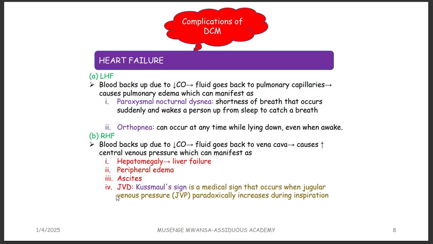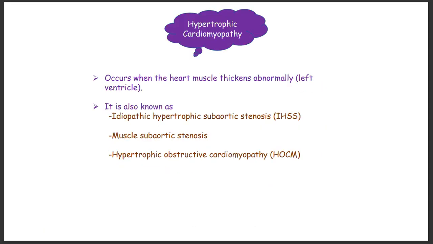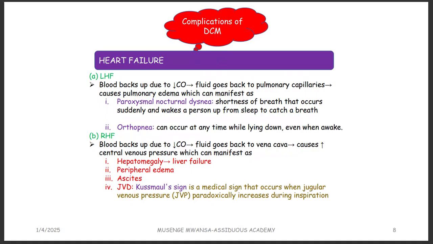If the blood also flows back to the jugular vein, it is going to lead to jugular venous distension. So there's an increase in jugular venous pressure. That is going to give what is known as a Kussmaul sign, which is where the jugular venous pressure increases when someone breathes in. You breathe in, the JVP increases. So that is about dilated cardiomyopathy. Please, if there's any question, we can take it there.